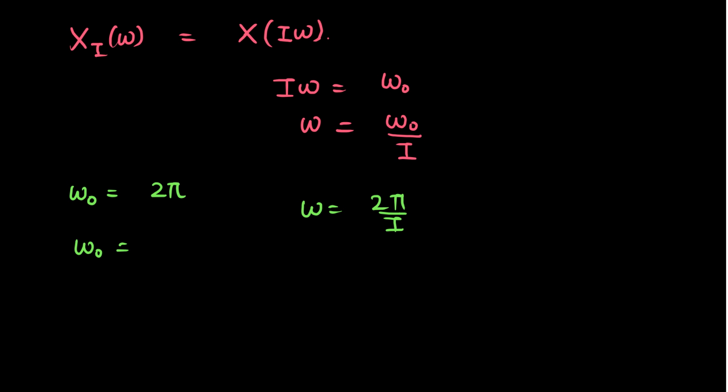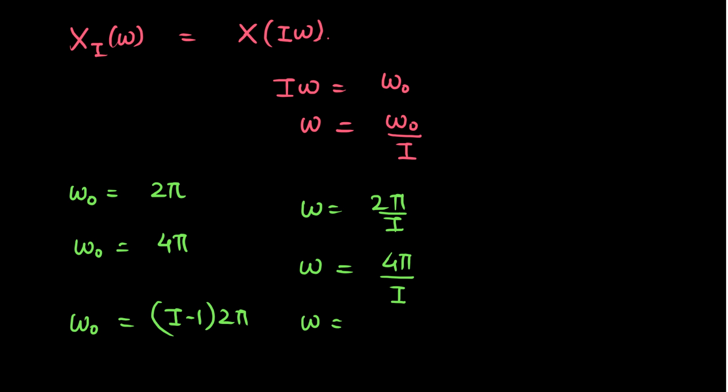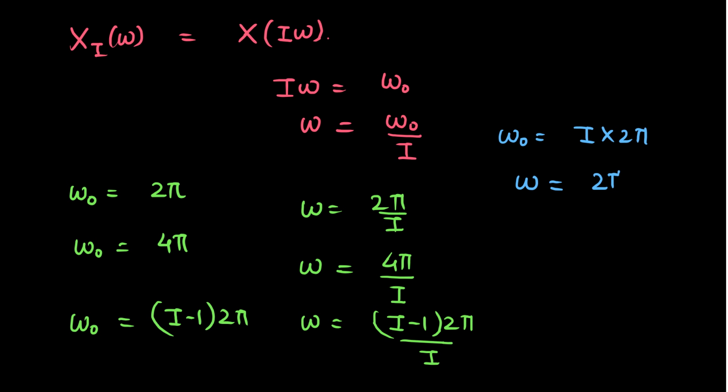Similarly, if my omega naught is 4 pi, then again this omega will now be at 4 pi by I. Similarly, if my omega naught is equal to (I minus 1) into 2 pi, then this omega would be at (I minus 1) into 2 pi by I. And suppose my omega naught was initially at I into 2 pi, then this omega would now be located at 2 pi.